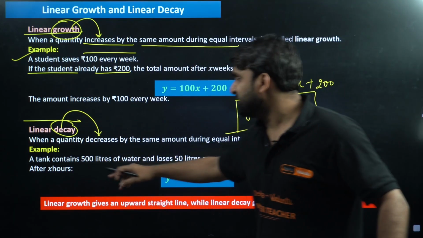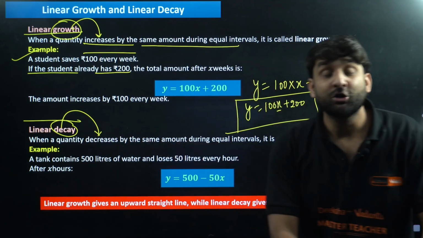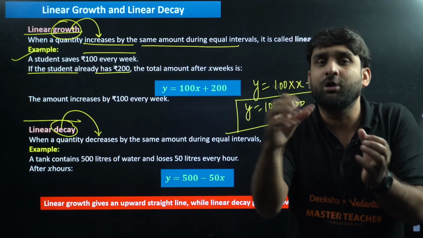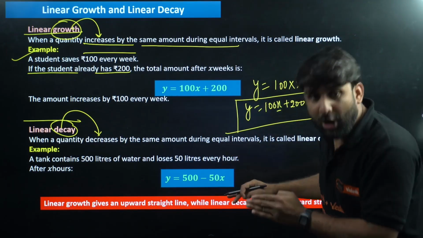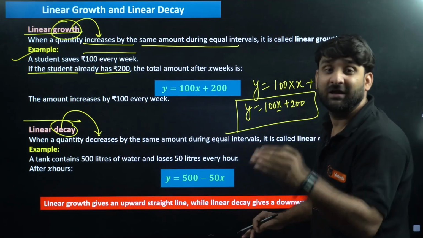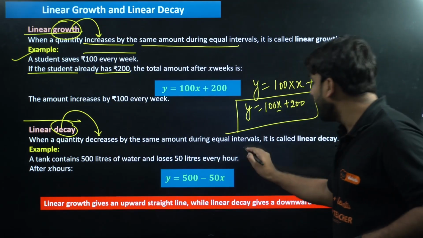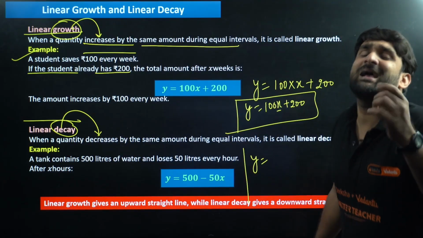a tank contains 500 liters of water and loses 50 liters every hour. So initially the tank was filled with 500 liters of water, right? Now due to some leakage, 50 liters of water is coming out of the tank every hour. So here something is decreasing equally in equal intervals of time, 50 liters every hour. So how much water will the tank have after x hours, right?